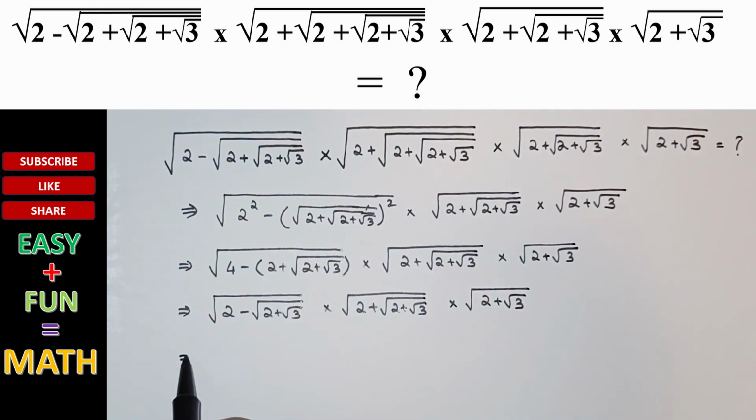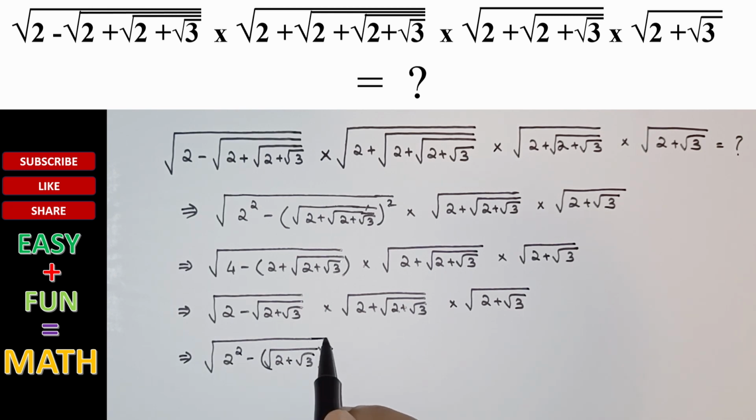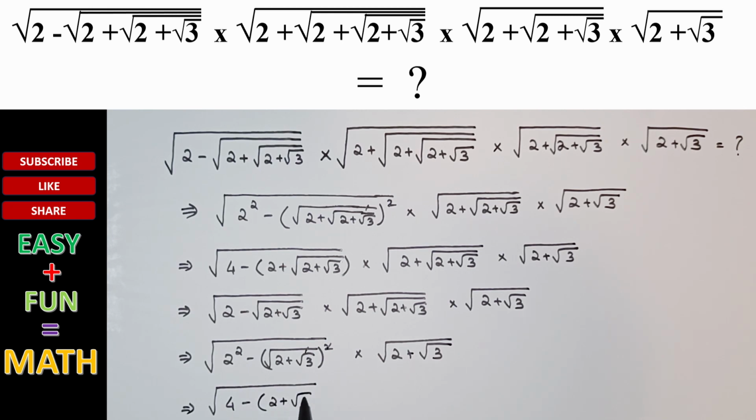Now watch the first two terms. So it is again in the form of a minus b into a plus b. So a minus b into a plus b is a square minus b square. So it is square root of 2 square minus root of 2 plus root 3 the whole square. So that is equal to 4 minus 2 plus root 3 into root of 2 plus root 3.